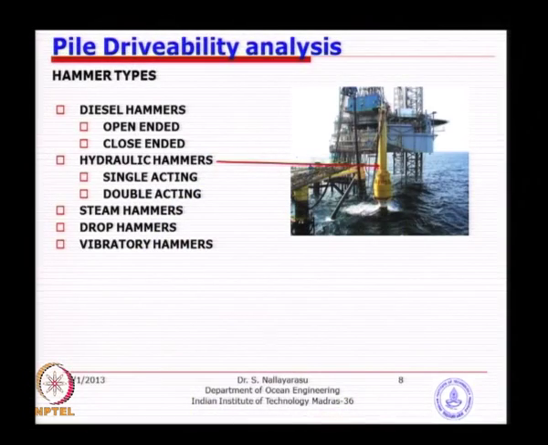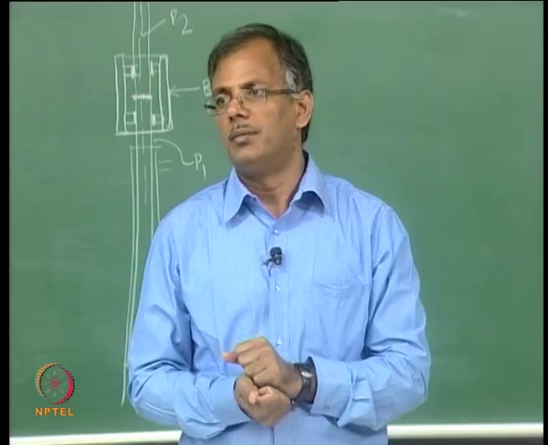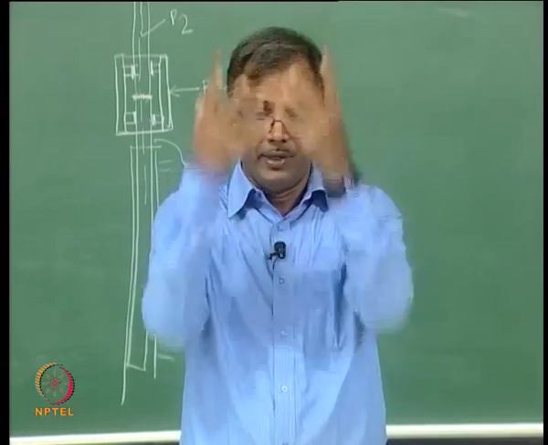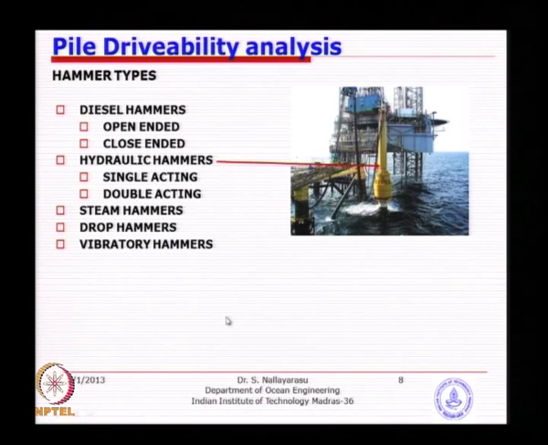Then there are drop hammers, manual drop hammers, where you simply lift the weight using a chain and pulley block, or using mechanical devices, and just allow it to freely drop by gravity. And then sometimes we use vibratory hammers of smaller size, because once you go for these kinds of drop hammers, the weight will be very large.